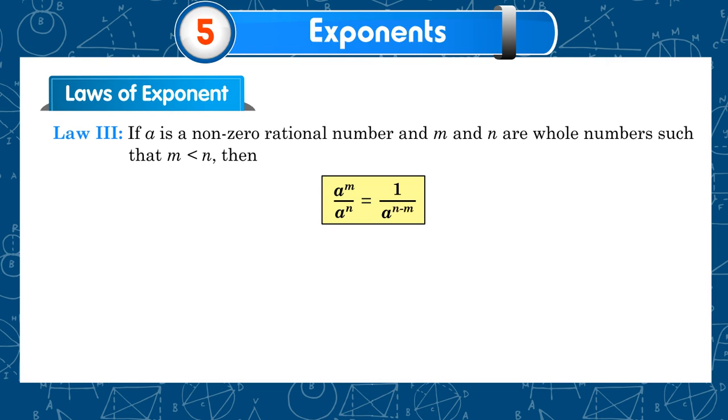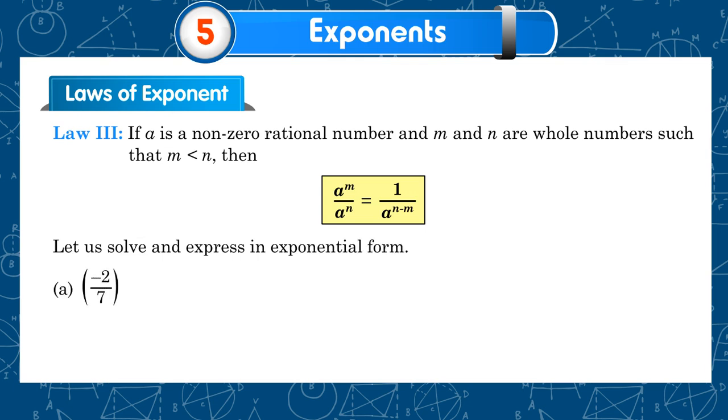Let us solve and express in exponential form. A. Minus 2 upon 7 wholes raised to the power 4 divided by minus 2 upon 7 wholes raised to the power 8, as a raised to the power m upon a raised to the power n equals 1 upon a raised to the power n minus m, where m is less than n.